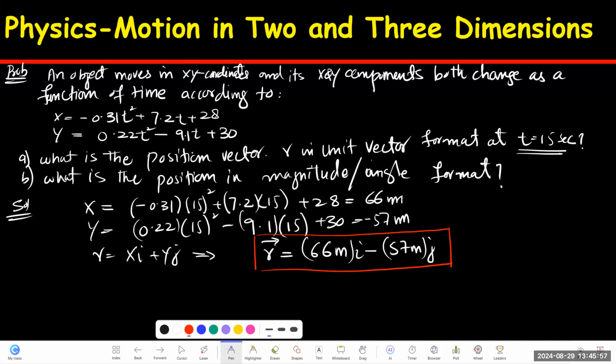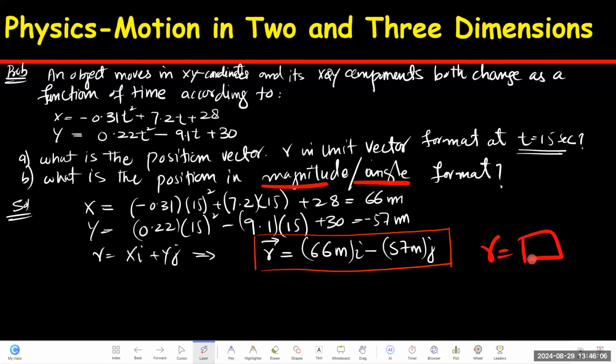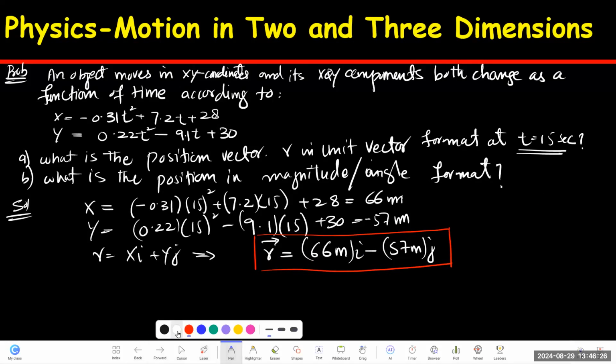In part B, I need to find the magnitude and angle form. So really, I need R as a number and R's angle. Whenever the total position vector R is given, I need to find the R vector as a number, and I also need the angle. Part A is pretty straightforward.